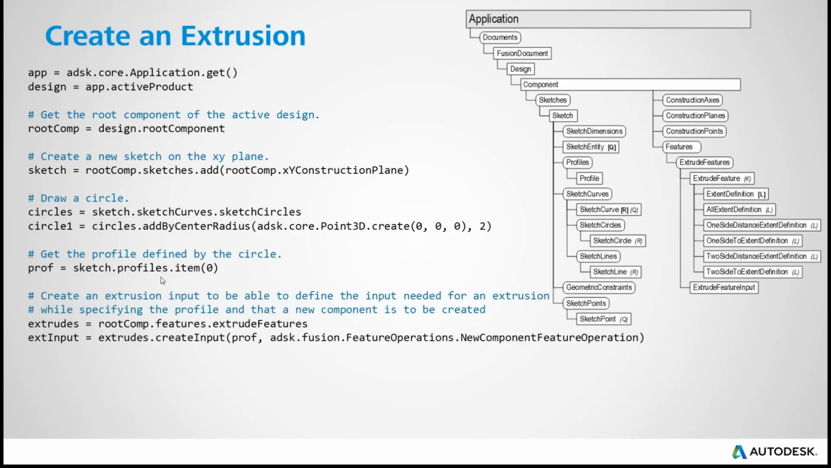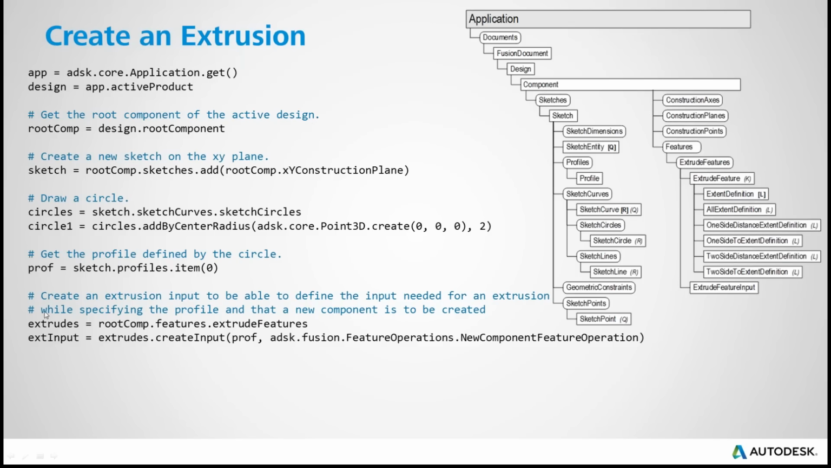And now I want to create an extrusion with that. So now I'm moving over into this second part of the chart. From a component, I can access the features collection, and then from it, I can get the extrude features collection. So again, I can access all of the existing extrude features in a document, or I can use that to create new extrude features, and that's what we're doing here.